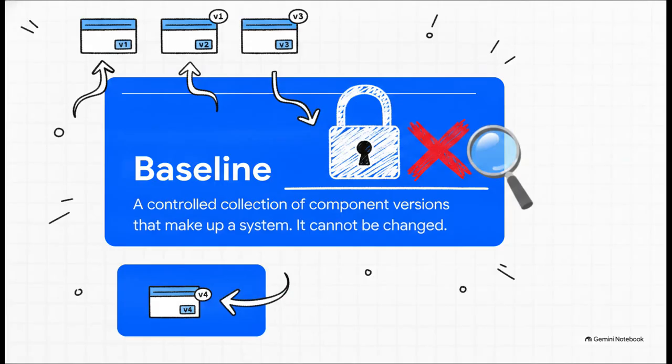The first critical term is baseline. A baseline is a controlled collection of component versions that make up a system. Now, I need you to write this down, highlight it, and underline it. Component versions used in a baseline cannot be changed, ever. Once a baseline is established, it is locked down. If you need to make a change, you don't alter the baseline. Rather, you create a brand new version of the component. Because it is a fixed historical record, it is always possible to perfectly recreate a baseline from its constituent components.